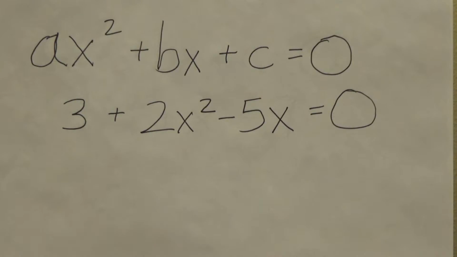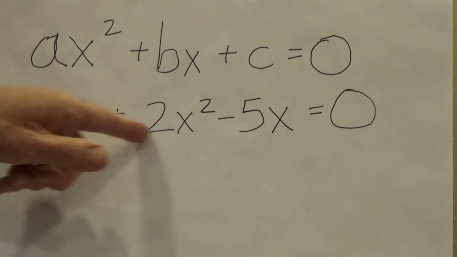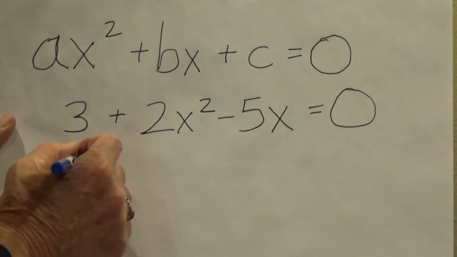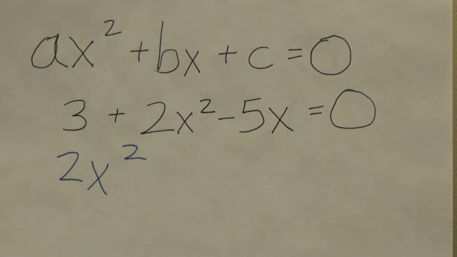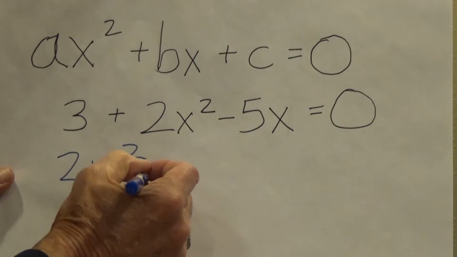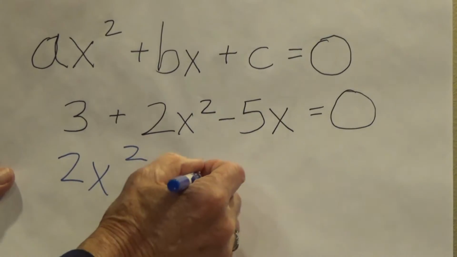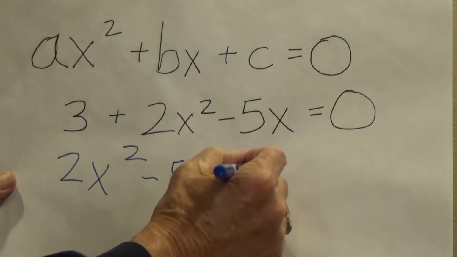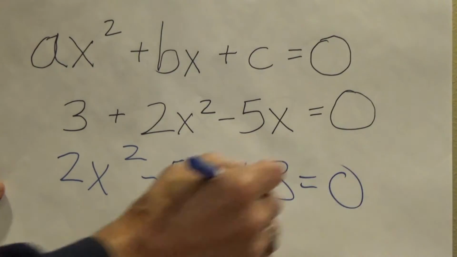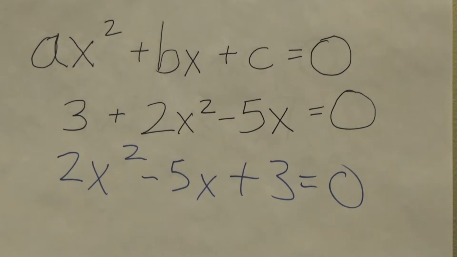Okay, first of all we have to say, do we have the correct form? No, we don't. We need to have the terms in descending powers. So you need the x squared term first. So we need to rewrite this. We put 2x squared first. The x term comes next, 2x squared minus 5x, and then this is positive, plus 3 equals 0. Now we have the quadratic in standard form.